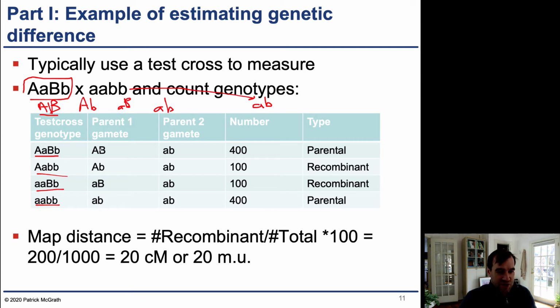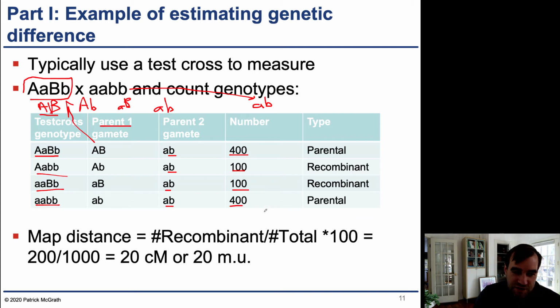So if this is the genotype, then we can infer what the first parent's gamete is. If this is a heterozygote, since we know parent 2 is always this, then we can basically just infer what the gametes are. So this is basically how we've inferred what percentage of gametes are produced by this individual. So 400 of these individuals were found, 100 of these individuals, 100 and 400.